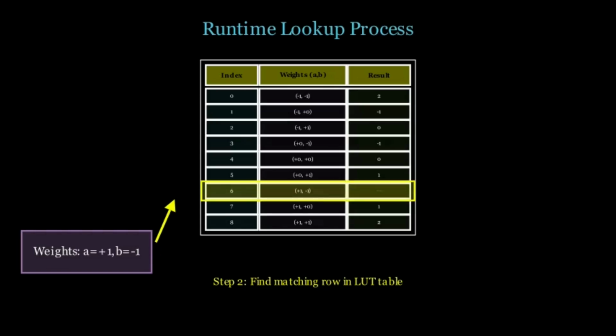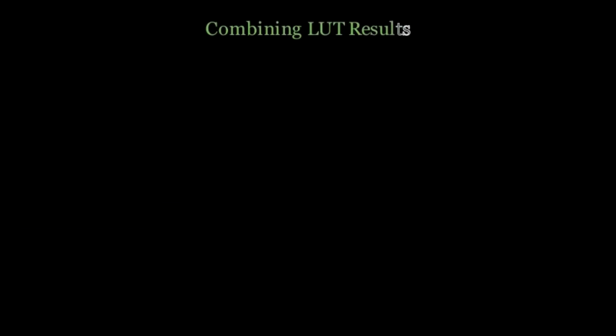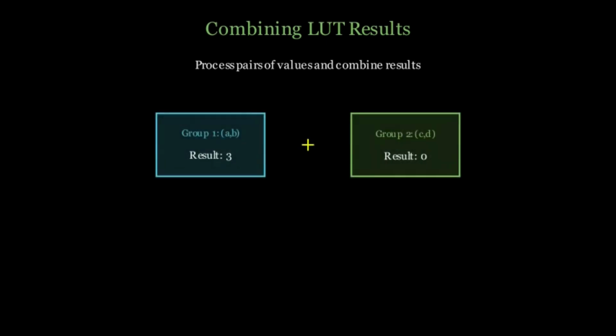Then it finds the matching row in the LUT table and directly takes the result. Thus, actually, no multiplication step is required, just addition of the results, and since they are taken in chunks of 2, number of additions also become half. So we process the pairs of values and then combine the results.